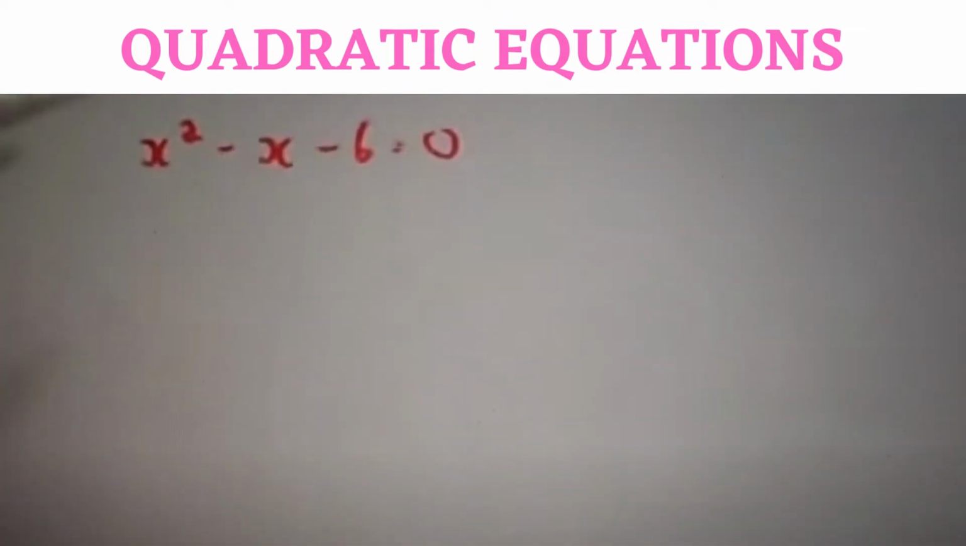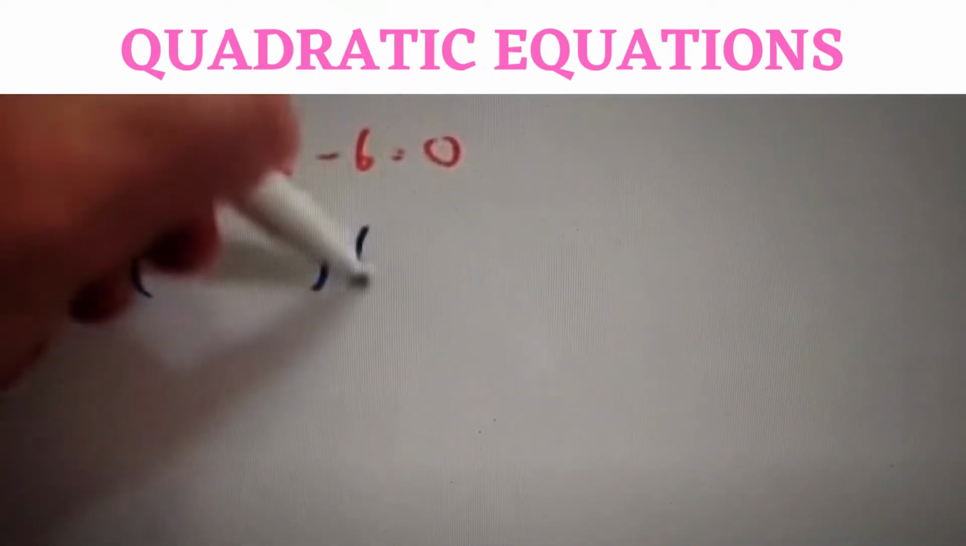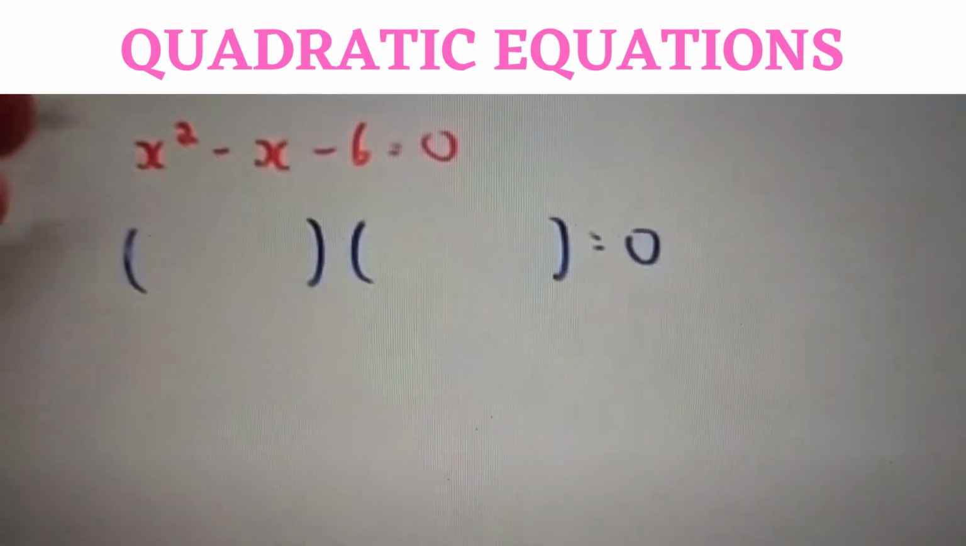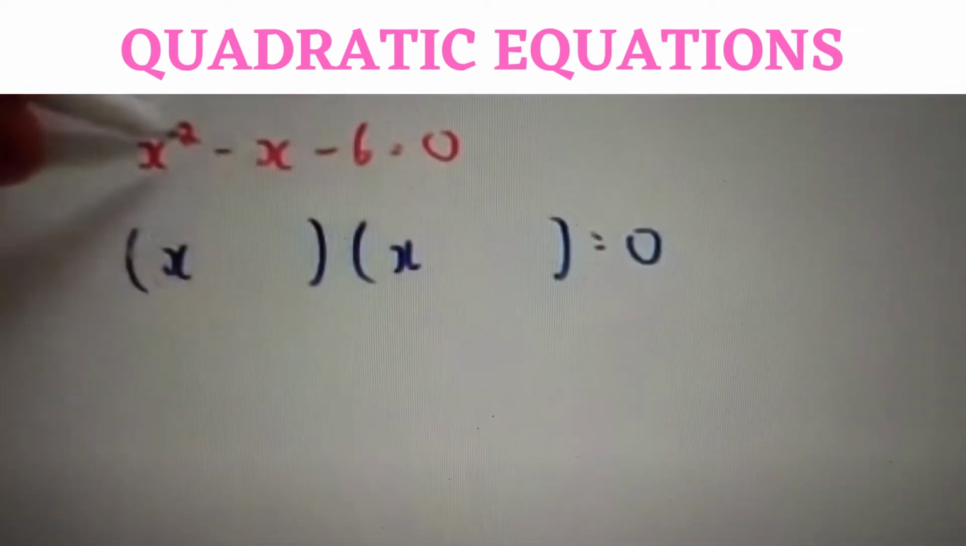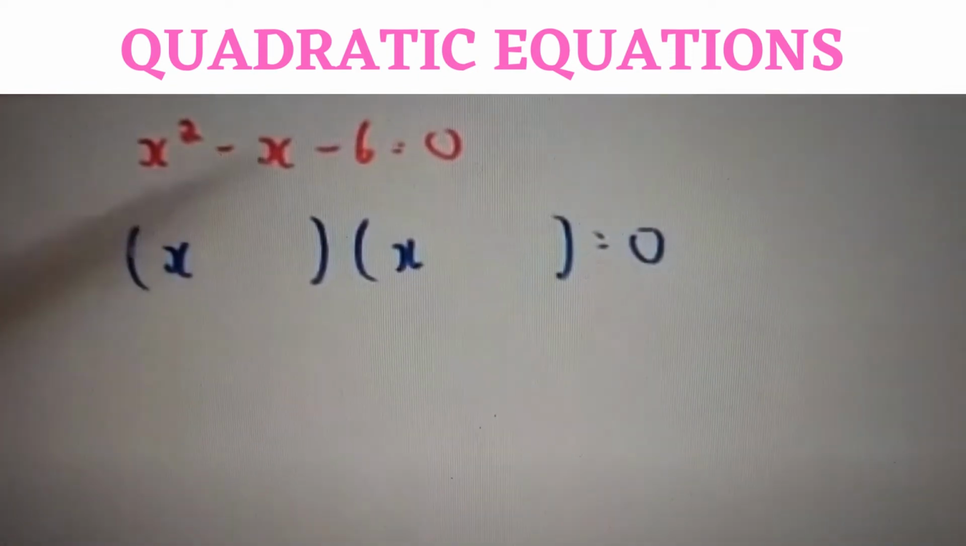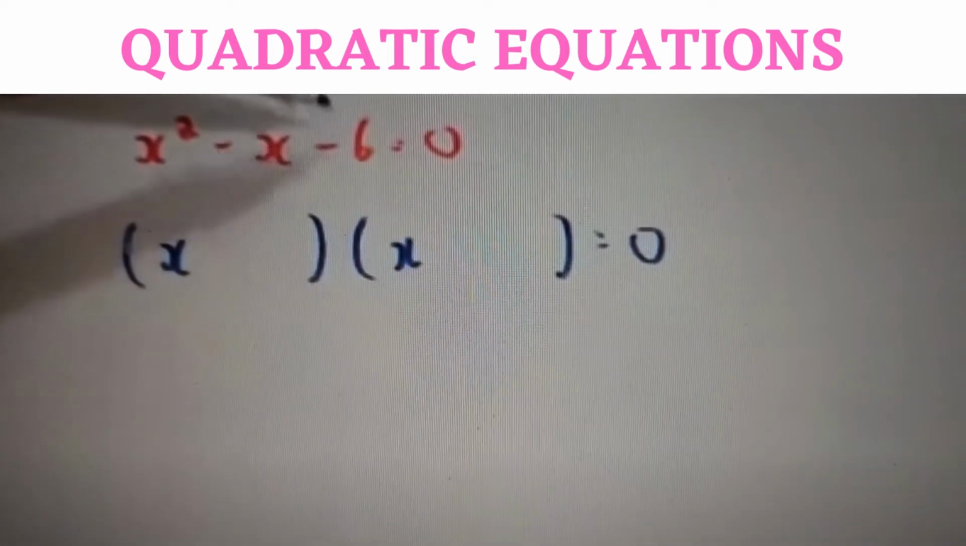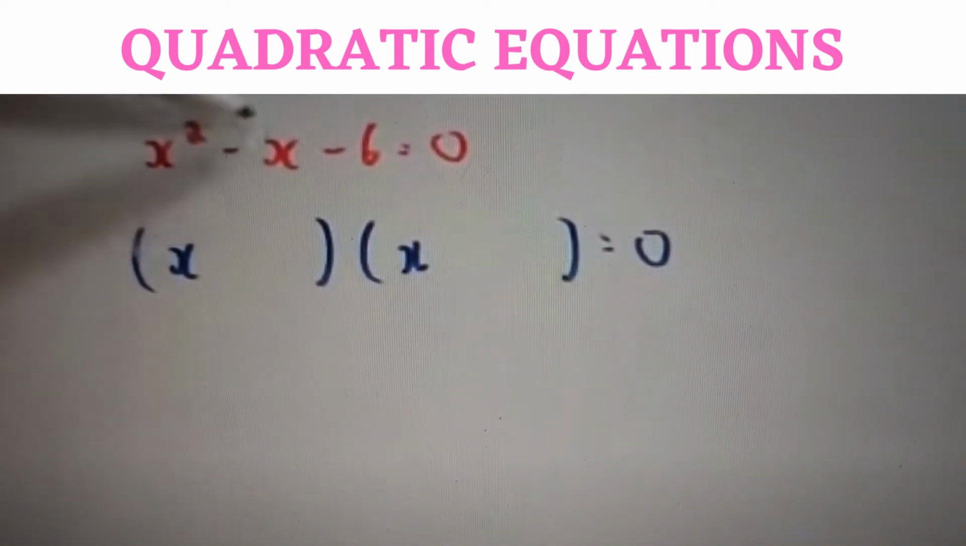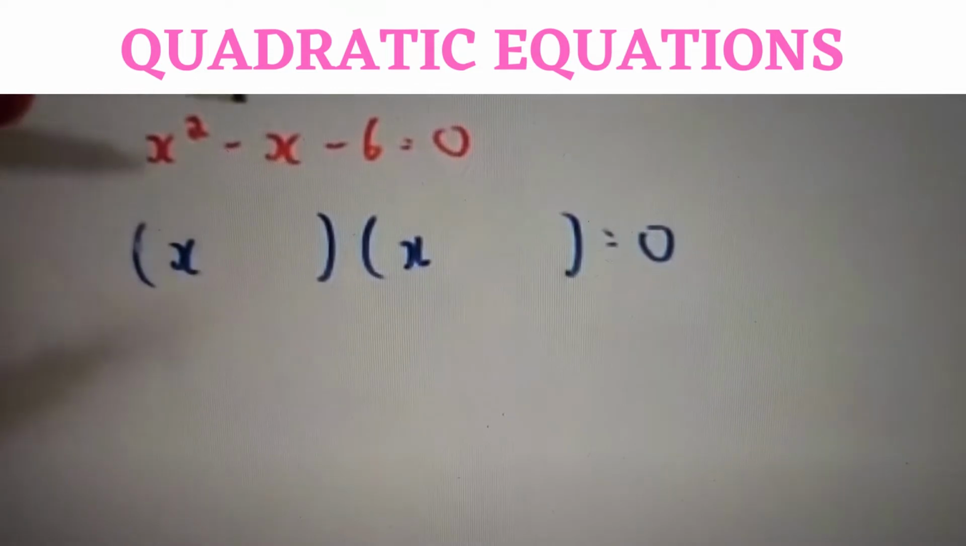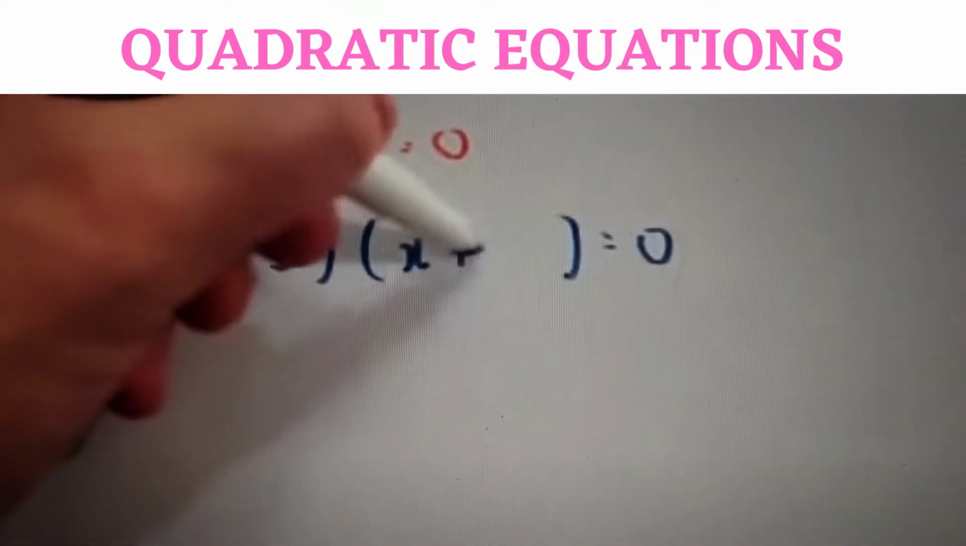This time we're going to solve x squared minus x minus 6 equals 0. So the first thing is to put your two brackets down, put equals 0, and put x at the front of both of them because we're going to factorize this. So the two numbers will multiply together to give you negative 6 and add together to give you minus 1, minus 1x. So that means it's going to be minus 3 and plus 2.